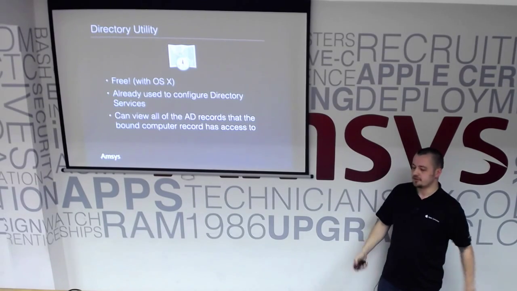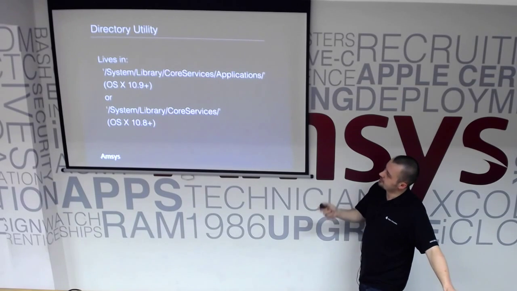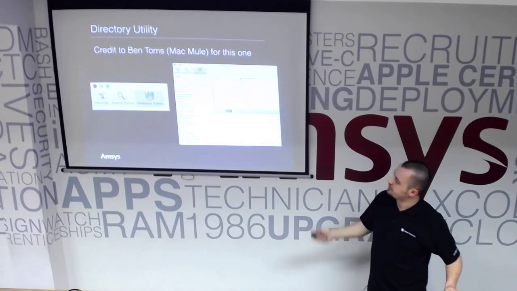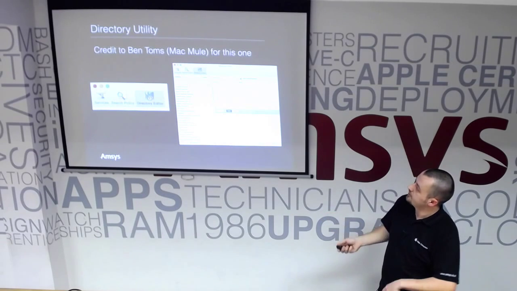With this one, all you do is bind your machine to it and fire up Directory Utility. Again, 10.8 was in there. Before 10.8 it was in Utilities, and from 10 onwards it's now in here. And essentially you get that last tab called Directory Editor.